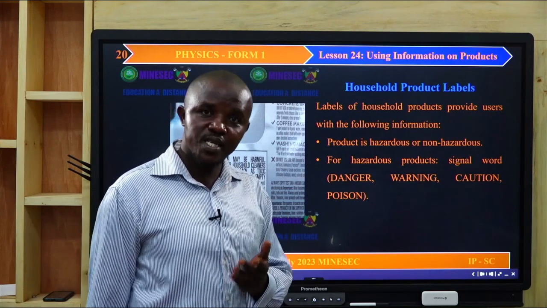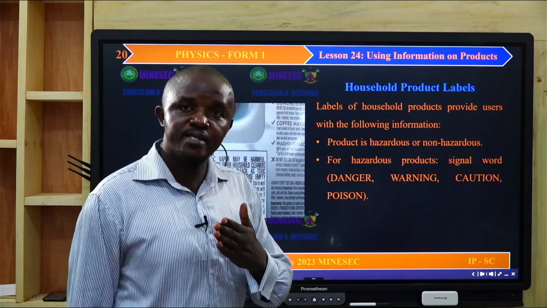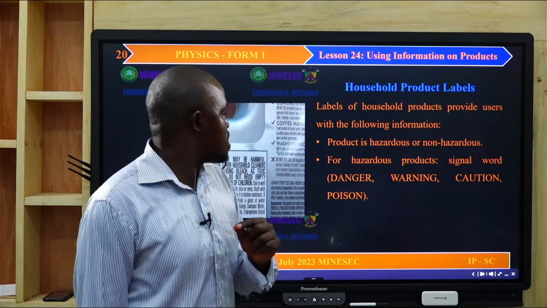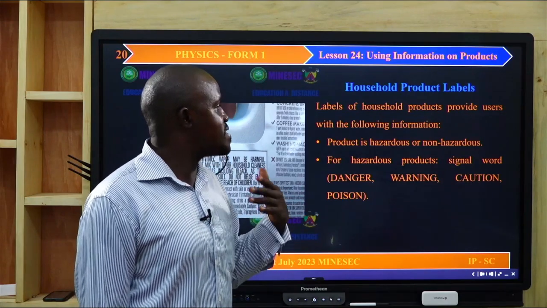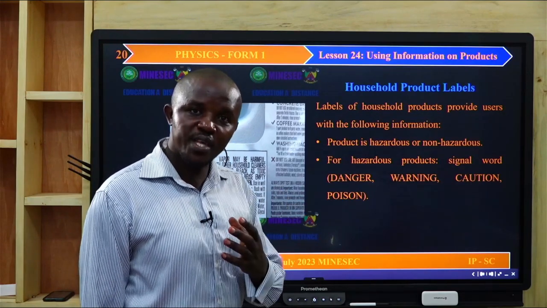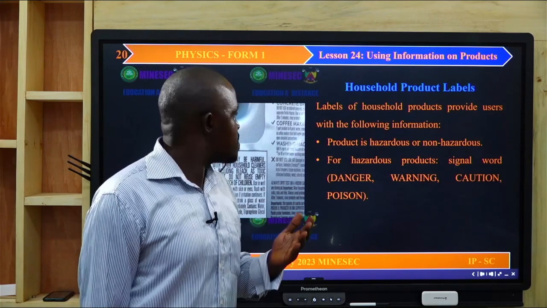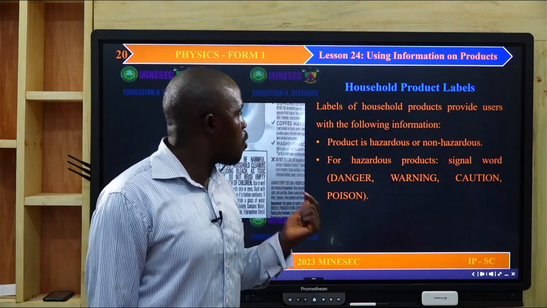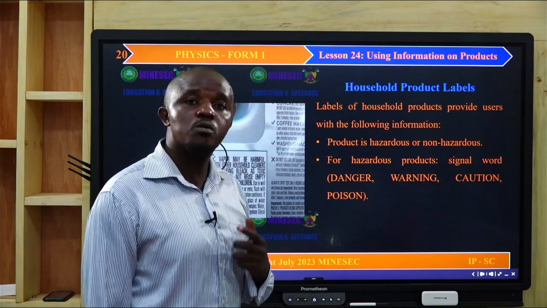Next, it provides information for hazardous products. So if the product is hazardous, the label on the product provides information. And what is the information? This is the signal word. The signal word here can be the word danger. It can be the word warning. It can be the word caution. It can be the word poison.